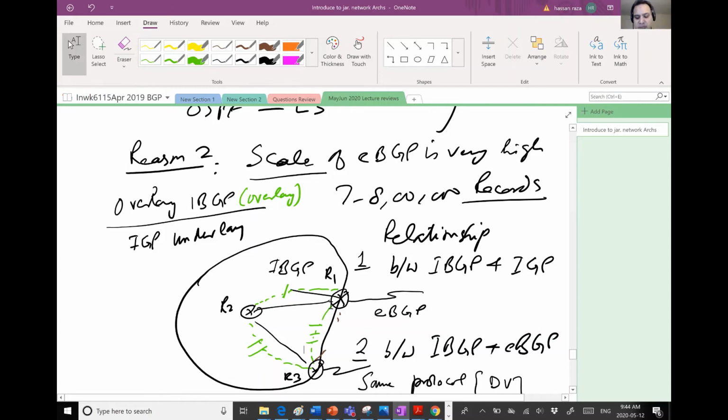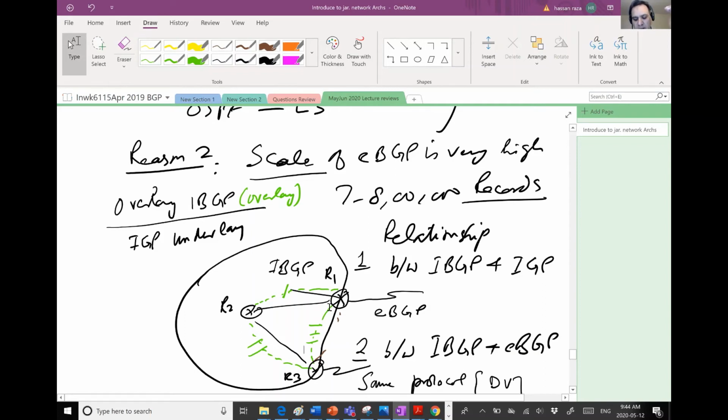And you have two types of neighbors, obviously. I may have external neighbors or I may have internal neighbors. So if I'm doing iBGP, I'm dealing with internal neighbors. Why am I calling them neighbors? Because I'm BGP. My job is to make neighbors. So my overlay would be green.